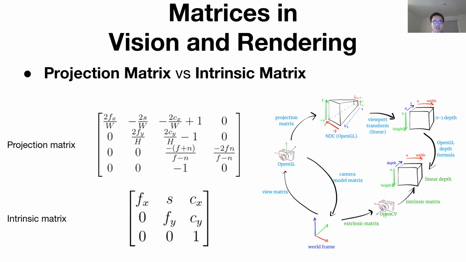Here are the forms of the projection matrix and the intrinsic matrix. As you can see, they are quite closely related with some sign flips and some scaling. And note for the projection matrix, there is a near clipping plane and a far clipping plane. Those are unique to the rendering cameras where we have the frustum assumption.